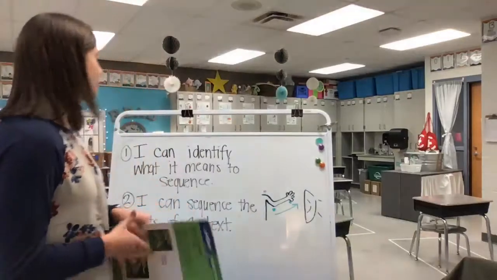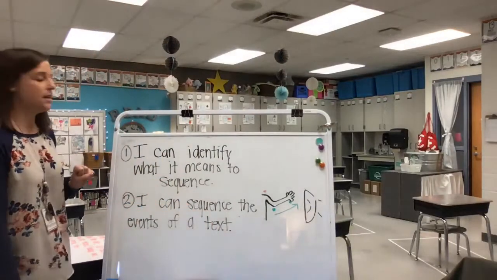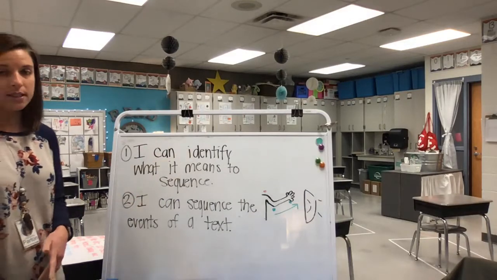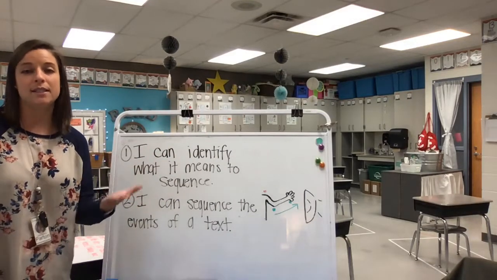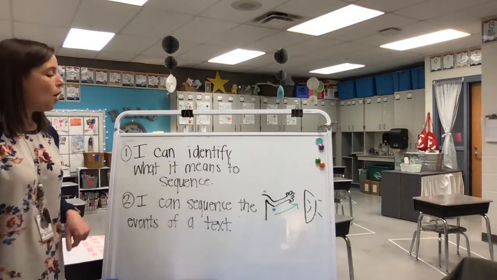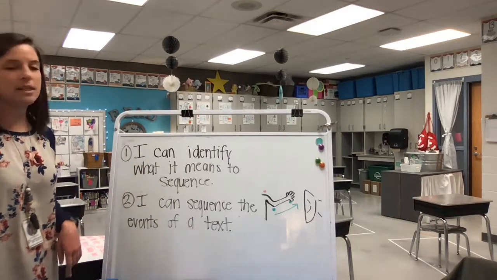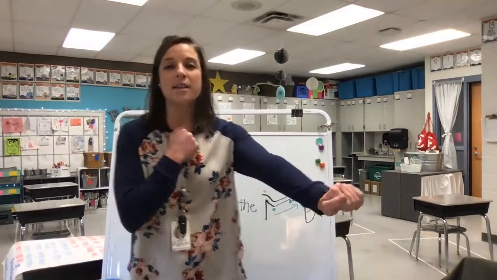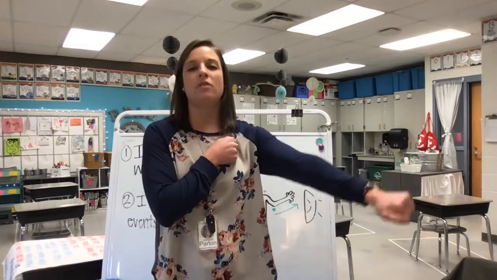So first, our learning target, we have two of them today. The first one says, I can identify what it means to sequence. That means you're able to tell what it means to sequence. And our other learning target says, I can sequence the events of a text. So let's get out our arm for our song and remind ourselves what it means to sequence. We did this in math already with our number line. Ready? Here we go.